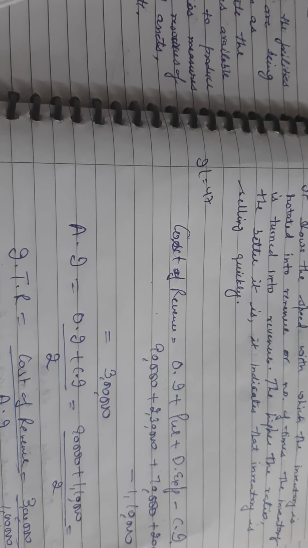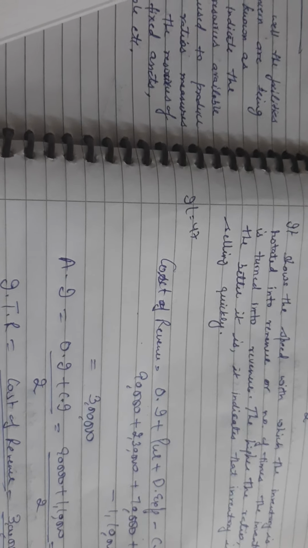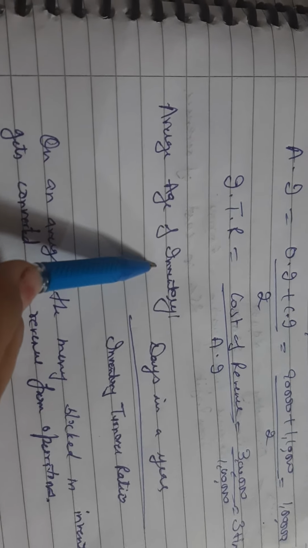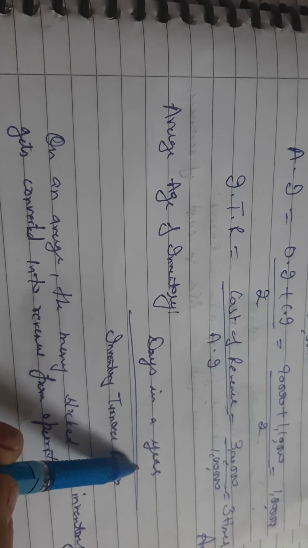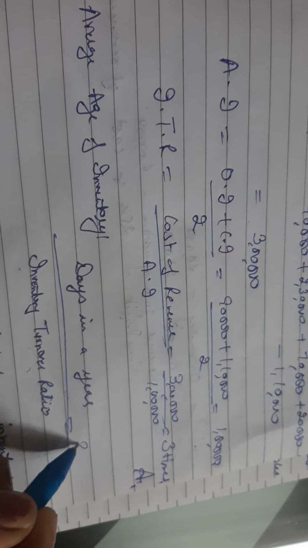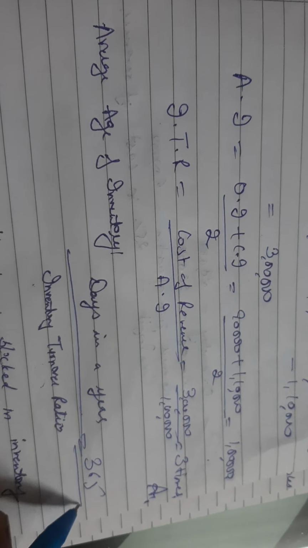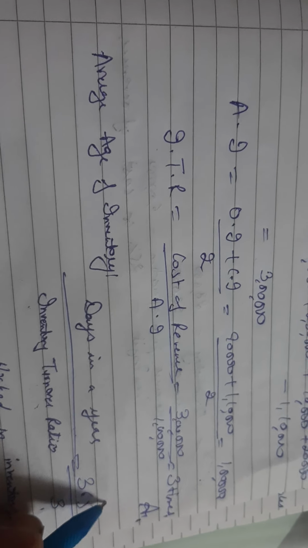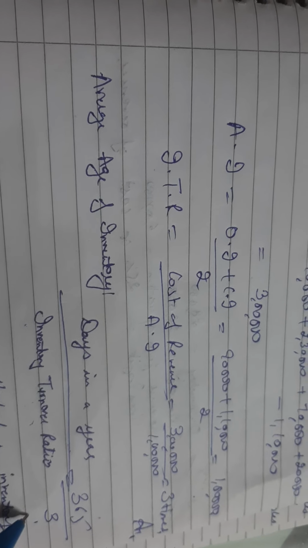The inventory turnover ratio can also be converted into the number of days. Here we can find the average age of inventory by dividing the days in a year by the inventory turnover ratio. You know very well that the days in a year is 365 and the inventory turnover ratio is 3. So by this you can find the average age of inventory also. Like this you can find the stock inventory turnover ratio.